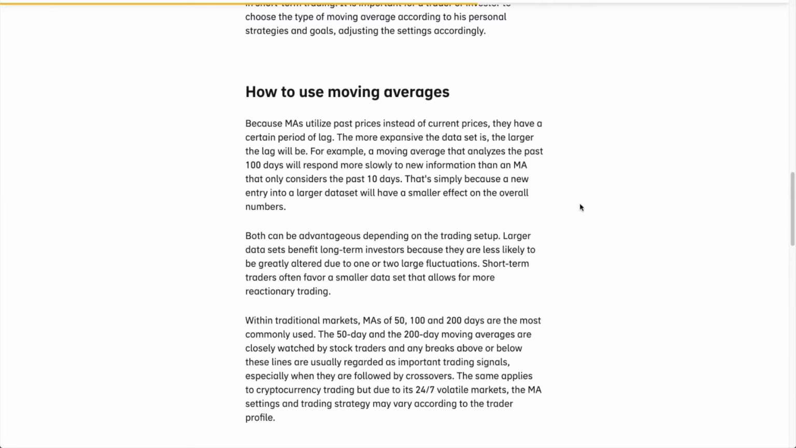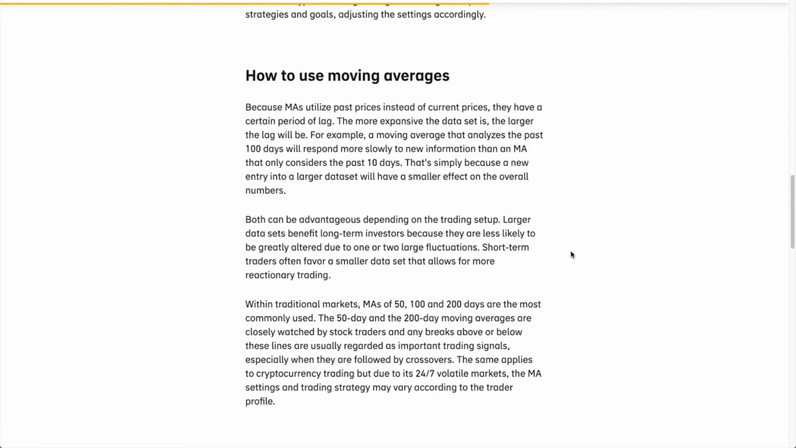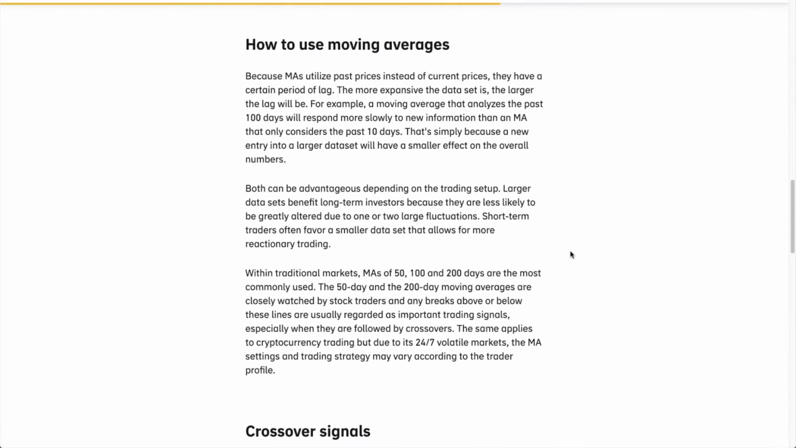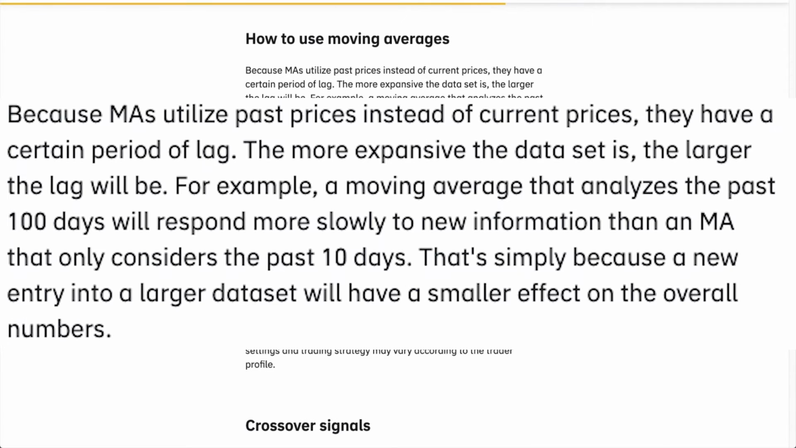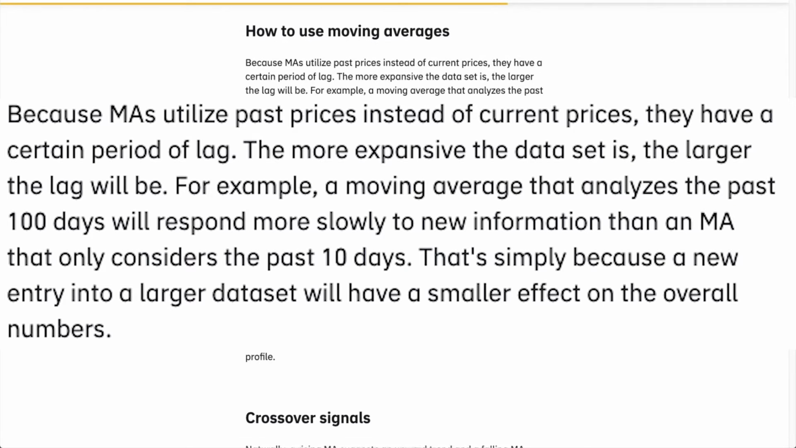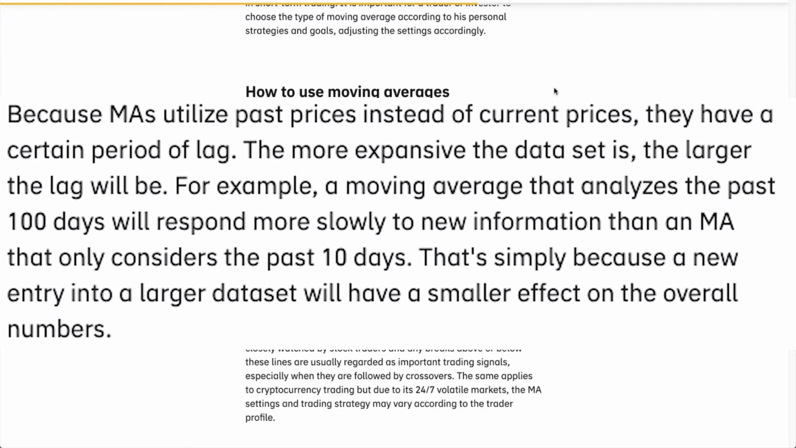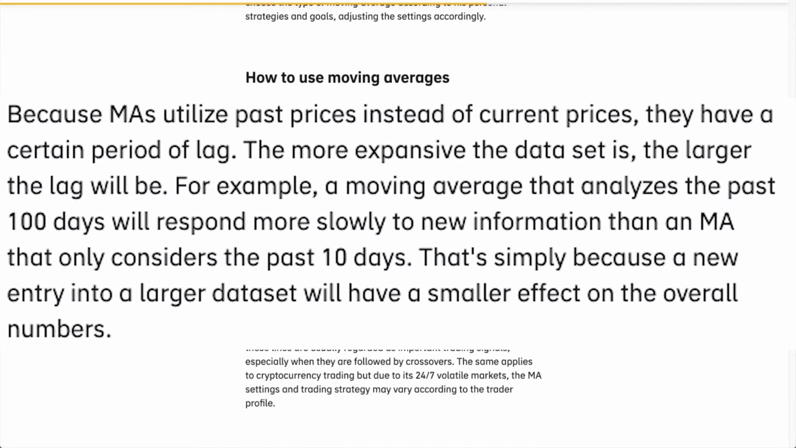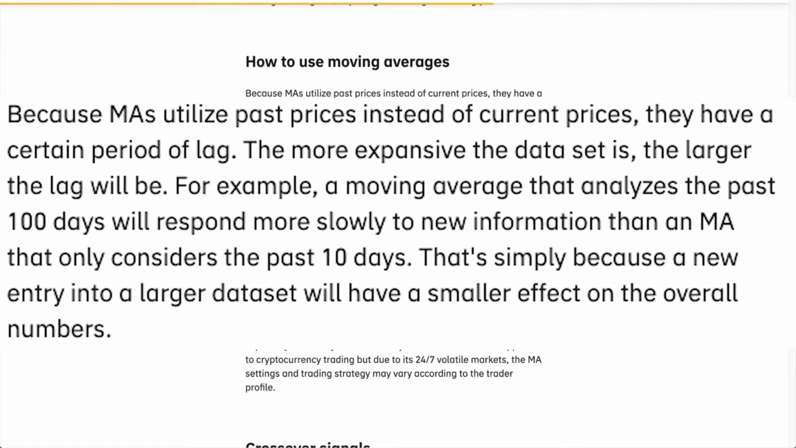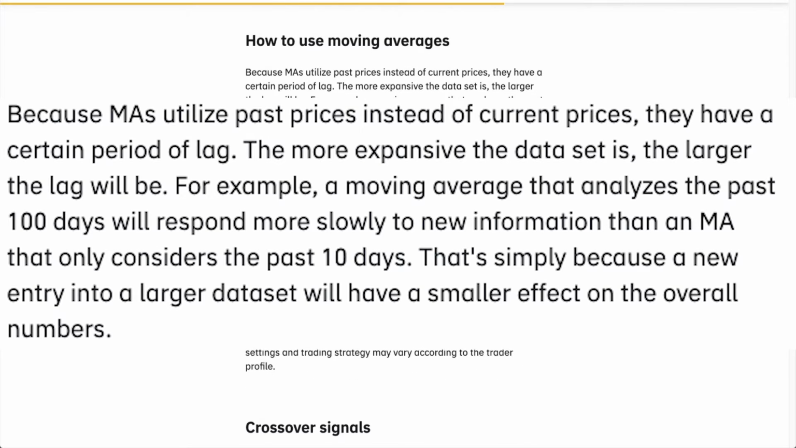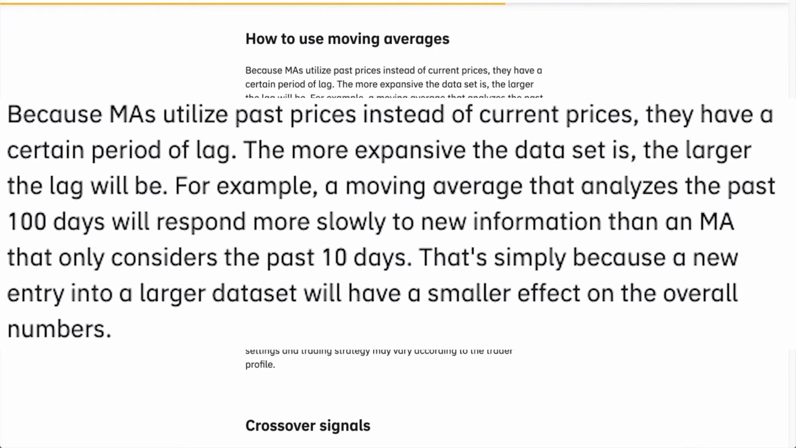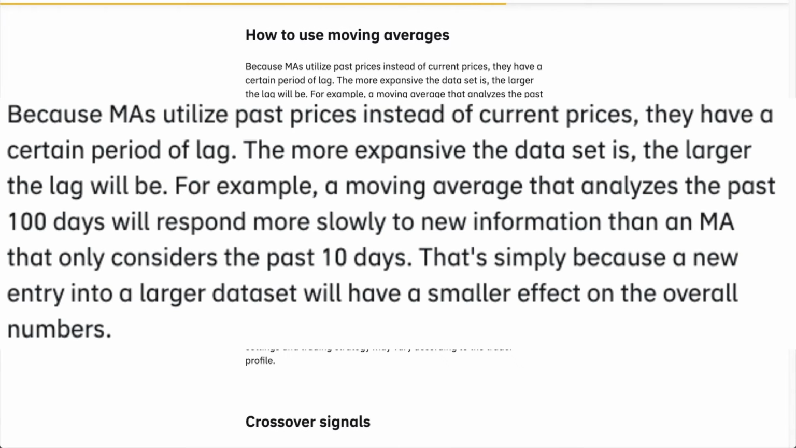Now, how to use moving averages. Because moving averages utilize past prices instead of current prices, they have a certain period of lag. The more expansive the data set is, the larger the lag will be. For example, a moving average that analyzes the past 100 days will respond more slowly to new information than a moving average that only considers the past 10 days. That's simply because a new entry into a larger data set will have a smaller effect on the overall numbers.